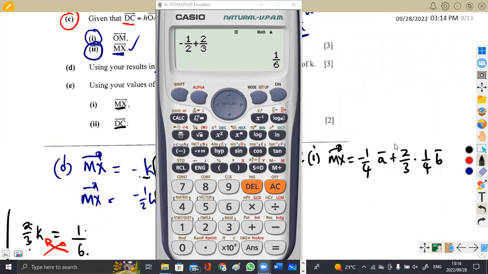So we are just going to multiply here 2 over 3, whatever you're going to have, times 1 over 4, just like this. And this will give us 1 over 6, okay?